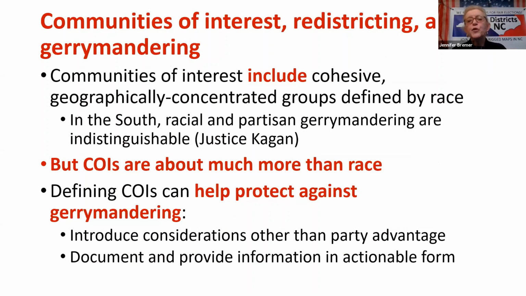So what's the link between these different things? Well, communities of interest include cohesive, geographically concentrated groups that sometimes can be defined by race. And in the South, racial and partisan gerrymandering are indistinguishable, as Justice Kagan has pointed out, and many others. But communities of interest are about much more than race, and they provide a whole other way of looking at what should be in a district. And defining COIs can help protect against gerrymandering.